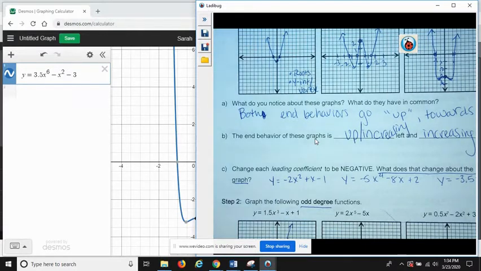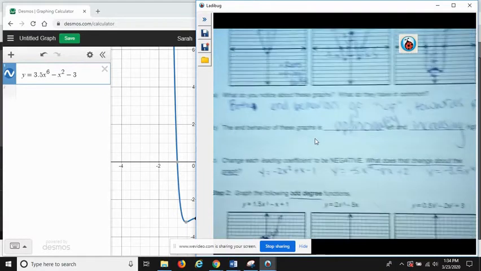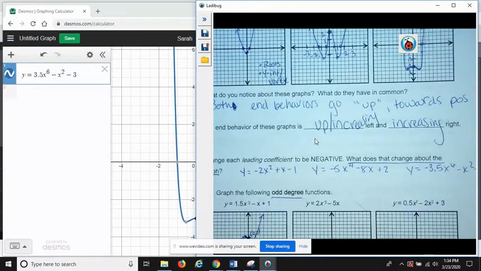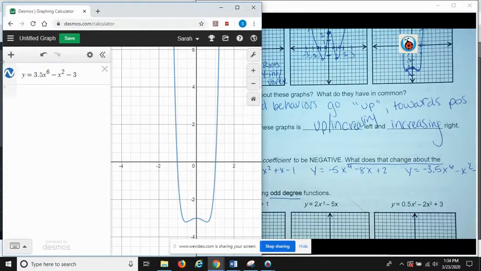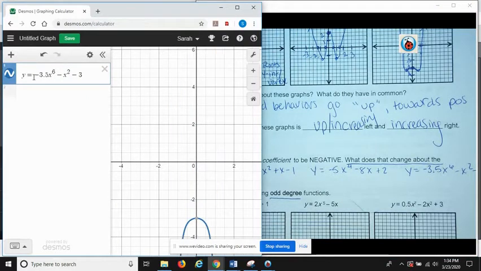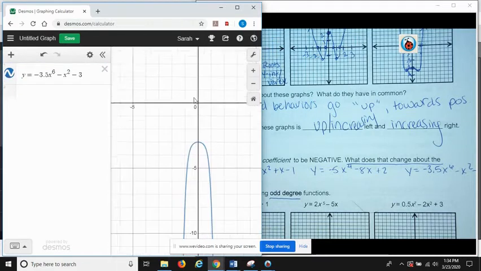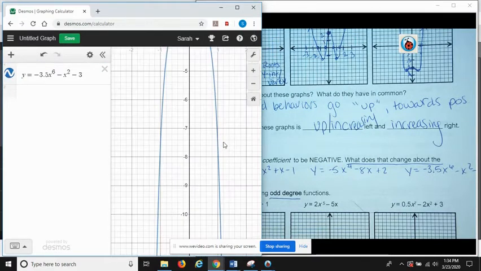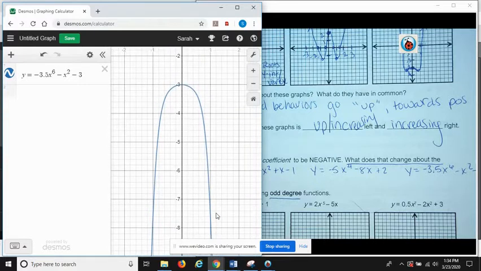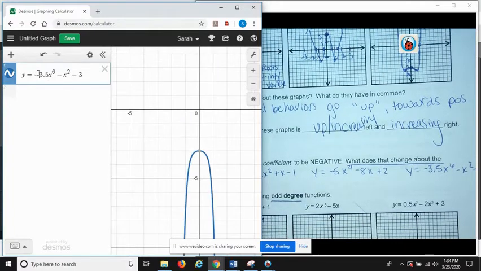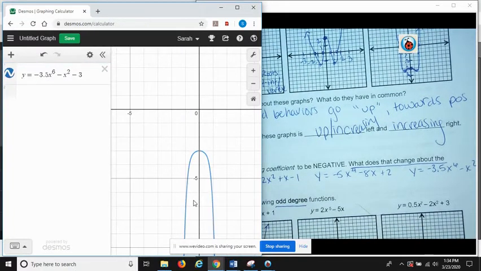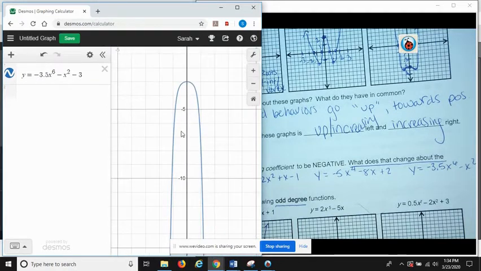Then it says, change the leading coefficient to be negative. What does that change about the graph? So had I been smart, I would have left all three functions in Desmos and then just changed the negative coefficient, but I didn't. So here we are. So if I make that negative, all it does is flip our function so that it's going down. We can see that with the next one as well.